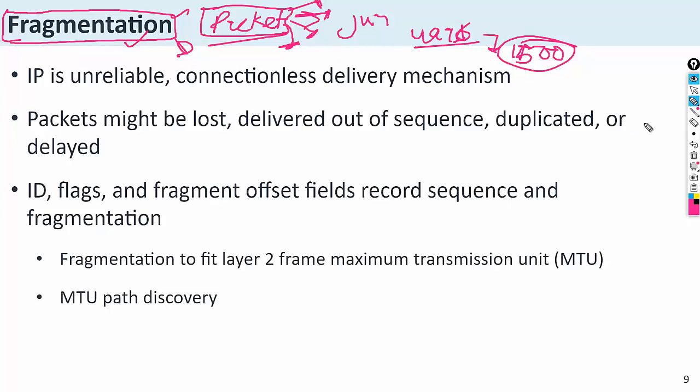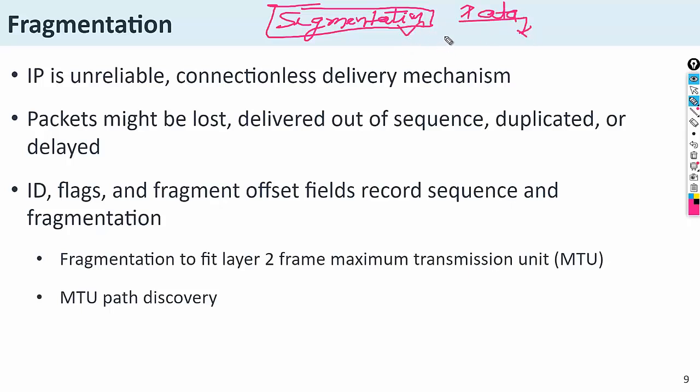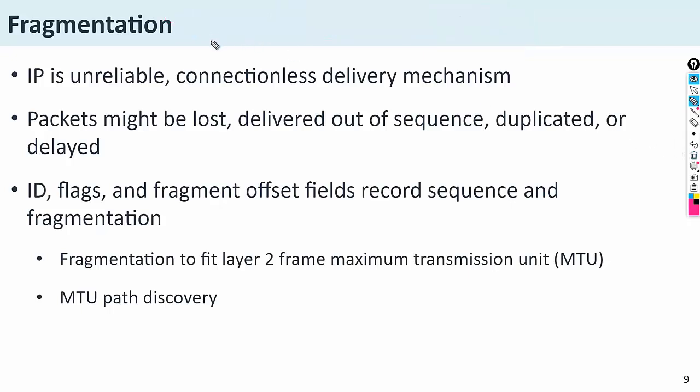Okay, one more term here, segmentation, which we have discussed previously. Segmentation happens on layer number 4. Segmentation means dividing data into small parts. Dividing the packet into small parts is called fragmentation. So don't be confused between segmentation and fragmentation. Here the fragmentation happens.